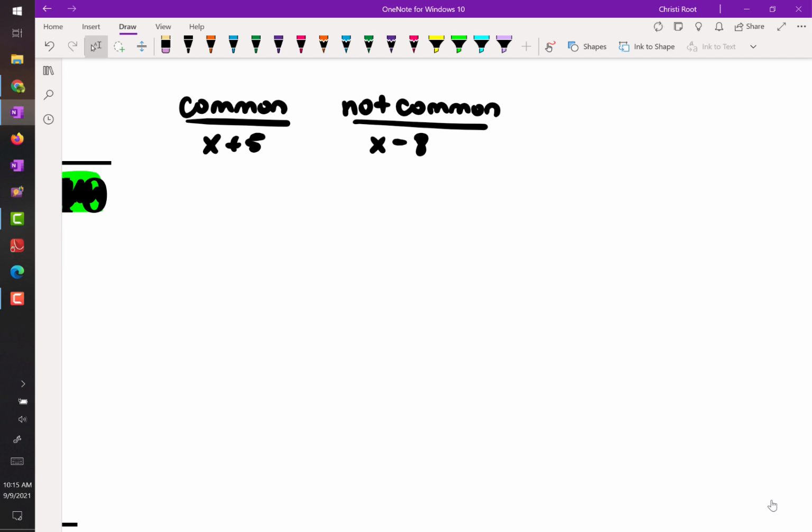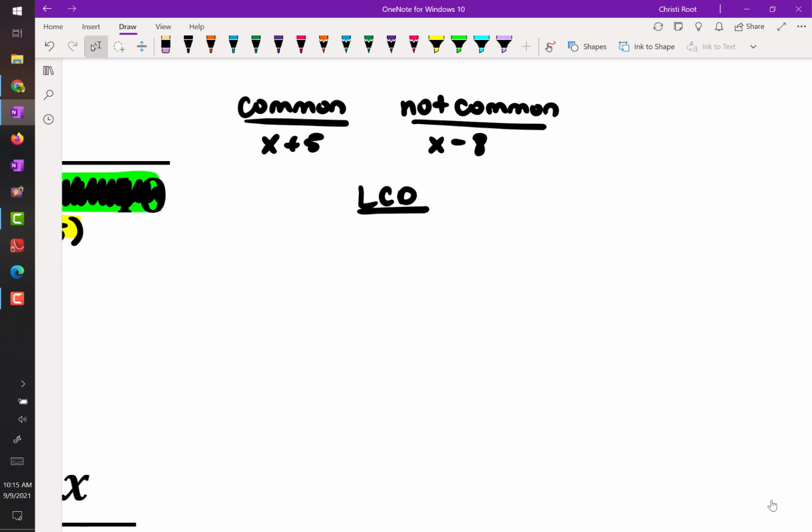Okay, so here's the good news, okay? If you're finding your least common denominator, all you have to do is multiply them together, but you don't have to simplify. So if you have binomials, if you have trinomials, just write them together. So we're going to leave it x plus 5 and x minus 8, and that's it, okay?